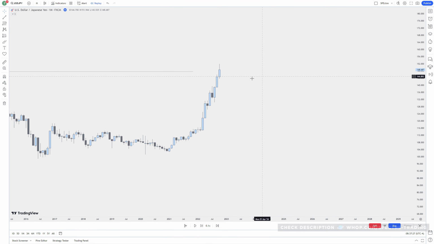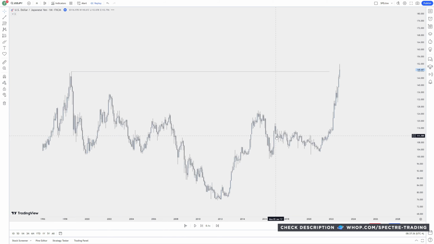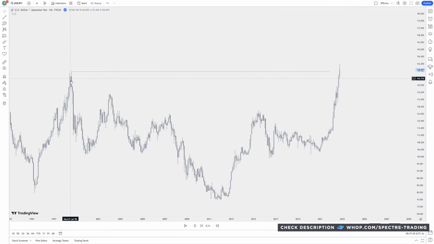Okay, so going back onto the charts, we're going to show an example on USD JPY, and this will be using a monthly PD array and daily order flow, right? So if we look on the monthly time frame, you can see we've ran above very old highs. This overall is a market maker buy model.